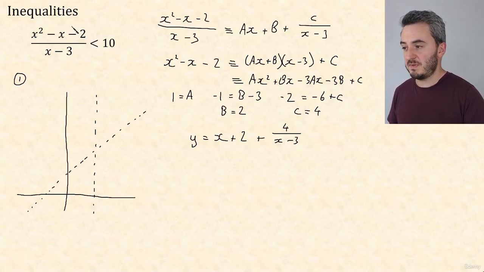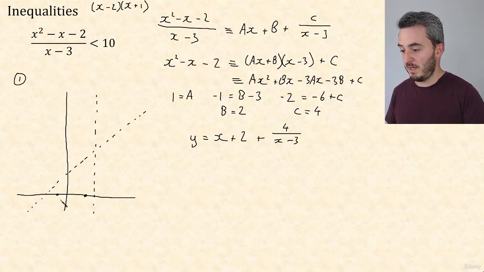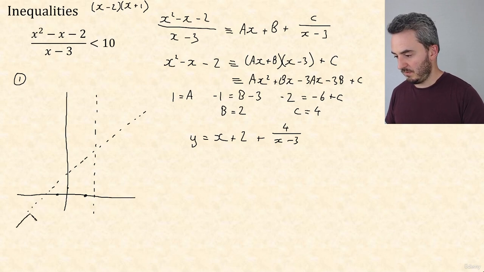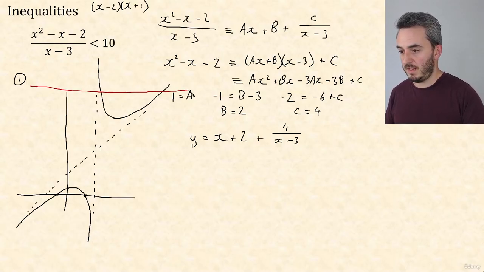Okay, any roots? Yes, because that numerator factorizes as x minus 2 times x plus 1. So I've got x-intercepts at 2 and minus 1. Okay, so now the y-intercept is minus 2 over minus 3, so 2/3, so something like that. Okay, so I'm looking at a sketch that looks like this. Oblique asymptote, go through that root, go through that intercept, down through the root, down to the vertical asymptote. Back from the vertical asymptote, heading over to the oblique asymptote. So there's my sketch. Now I put in y equals 10, so something like that.